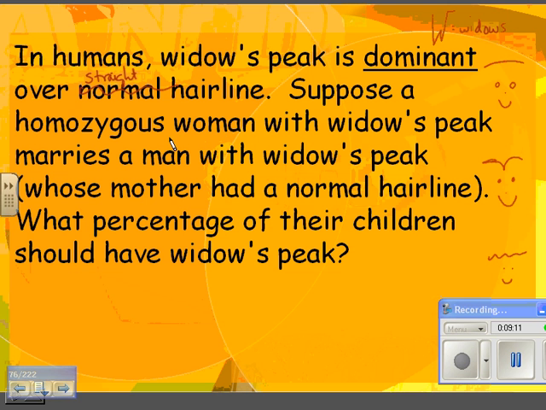Okay, so in humans, widow's peak is dominant over a straight hairline. So suppose a homozygous woman with widow's peak. What does that mean, David? Homozygous, that means that she's dominant. Good. So she's big W, because homo means the same.